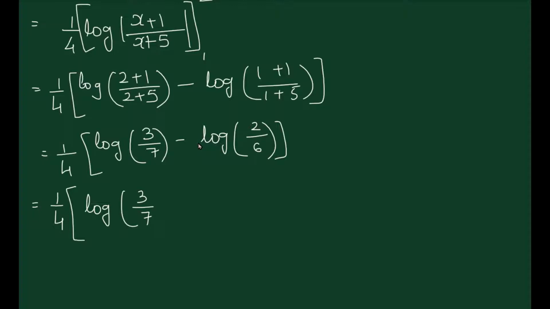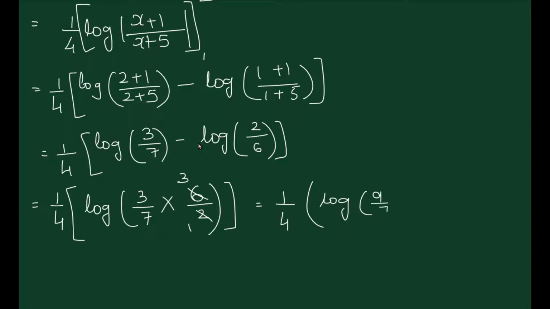When we divide a fraction by another fraction, the reciprocal of the second fraction can be multiplied to the first fraction, isn't it? You will remember it because you have learned it in your lower classes. So we get 3 upon 7 into 6 upon 2. So 2 upon 6 became 6 upon 2 when we divided. Okay, so here we are going to get 1 upon 4 into log of, now over here we can even cancel these terms. So we get 9 upon 7. There is no need to even put a bracket over here. So this becomes the answer.